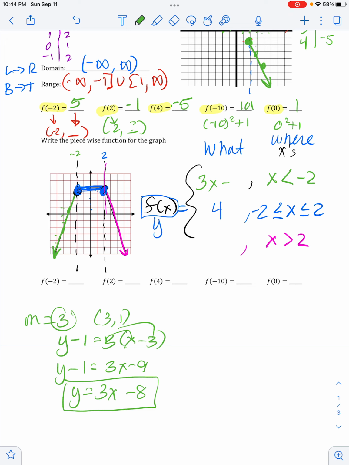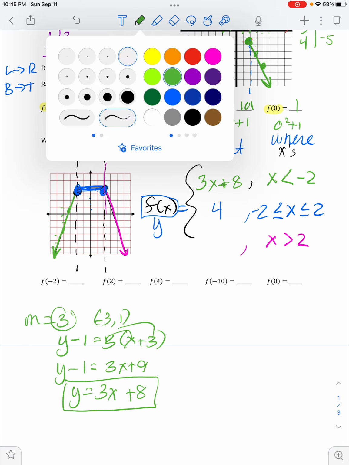Well, I'm stuck. I did something stupid. Up 3 over 1, up 3 over 1, up 3 over 1. It should cross the y-axis at a really big number. Oh, that's why, because this point's negative 3, so that's a plus, that's a plus, that's a plus. Okay, plus 8. Okay, how about pink?